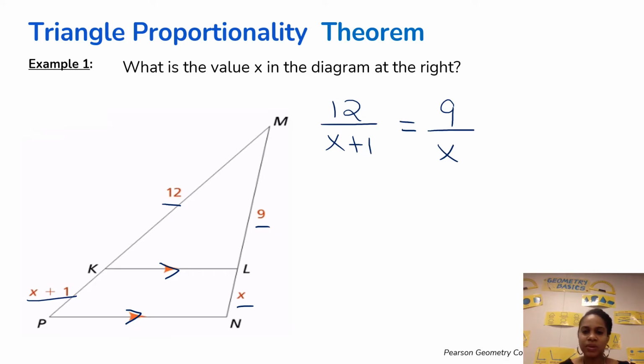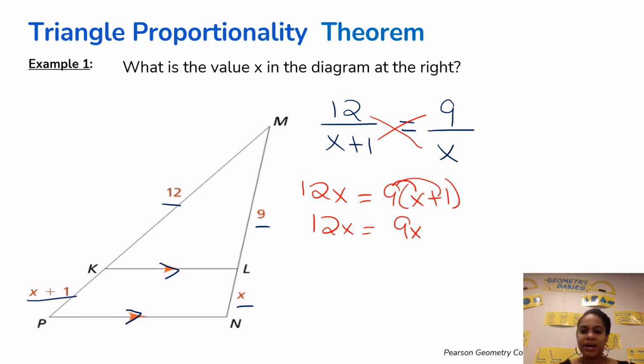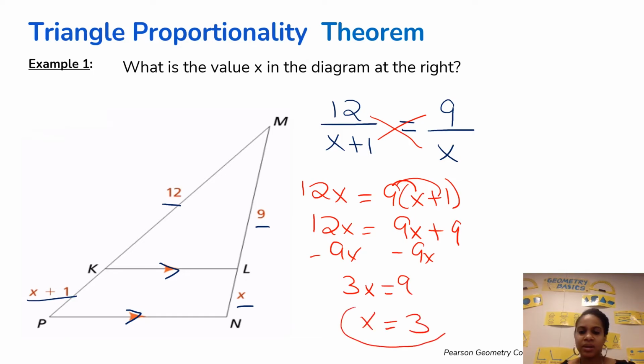So cross multiply. 12 times x is 12x. Then I have 9 times x plus 1. I'm putting parentheses because I have to use the distributive property to apply the 9 with the x and the 1. So that'll be 9x plus 9, combining those like terms. Left with 3x equals 9, and x equals 3. And so my answer is 3, and if you like to check it, just plug it back in.